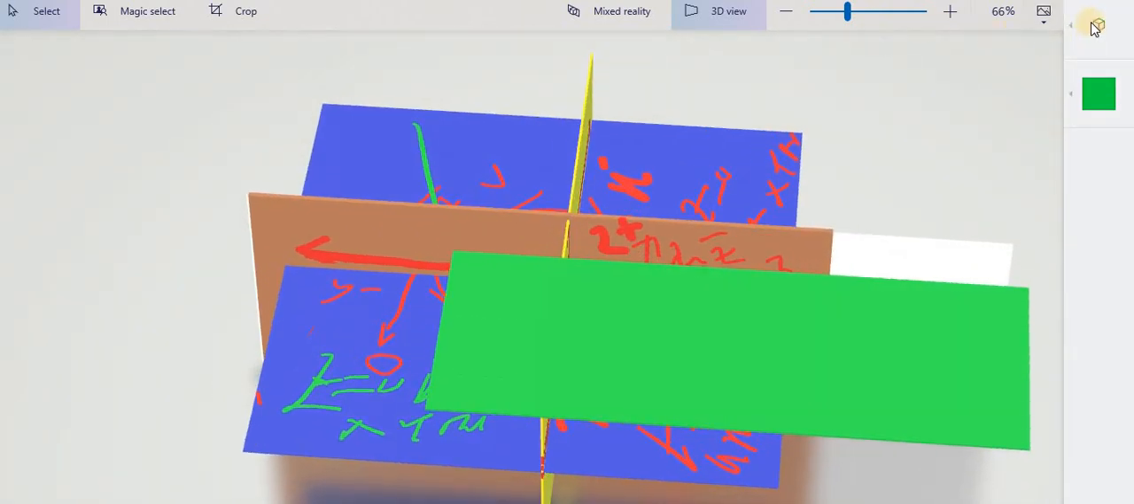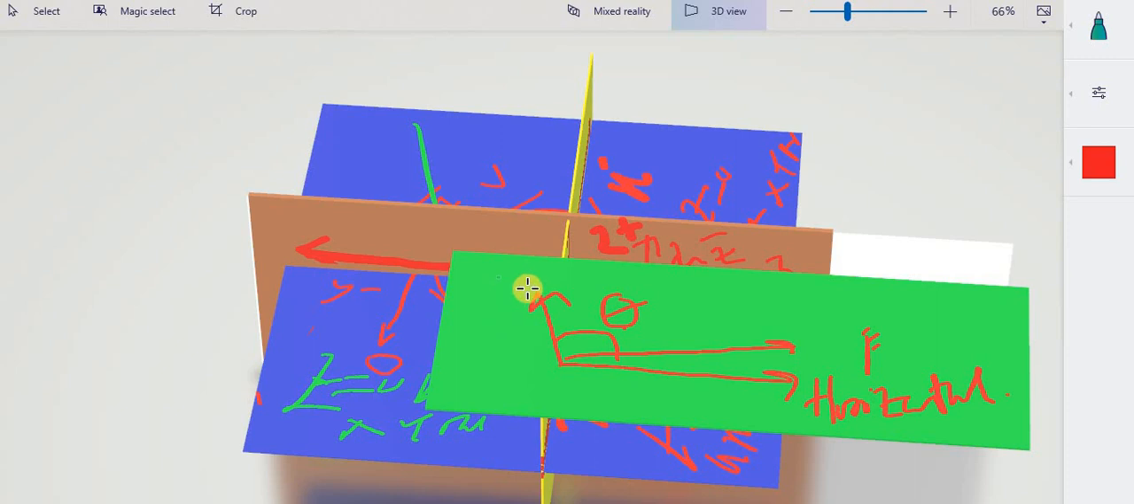Suppose a force is acting here, a vector is acting in this direction. So we can analyze this coplanar vector with its components. One will be the horizontal component and one will be the vertical component.